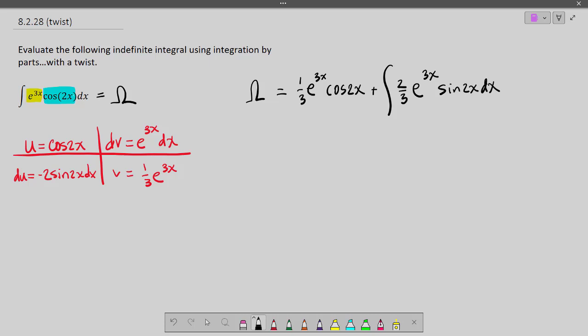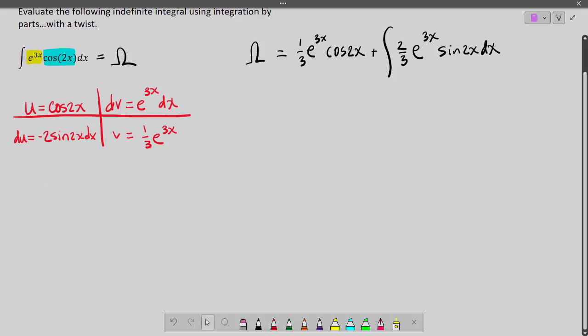Okay, so this is going to make du, derivative of sine is cosine, so we'll get 2 cosine 2x times dx. And then here, when we integrate, we're going to get 2/9 e to the 3x. Is there any question on that integration by parts recipe over there? That's going to be our recipe down there. Those are our ingredients.